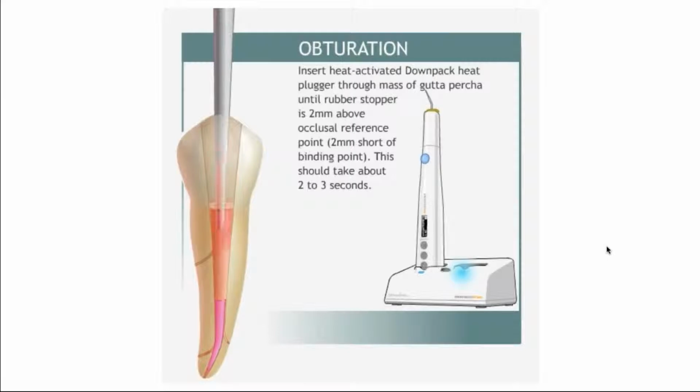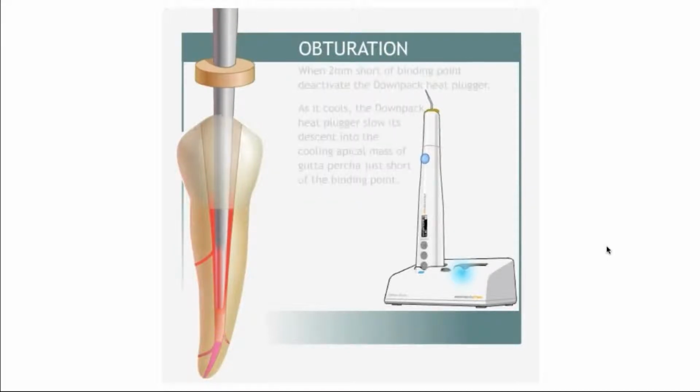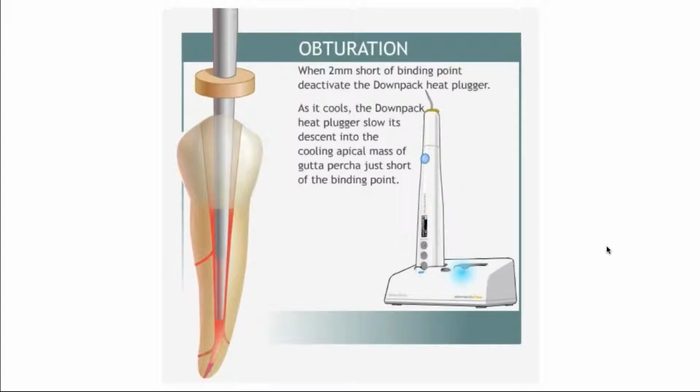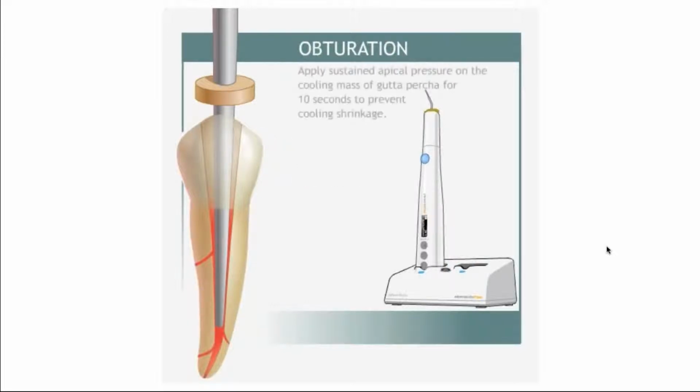And in one fluid, continuous motion, we take our heat-activated downpack plugger and we go through the mass of gutta percha until the rubber stopper is 2 millimeters short of the binding point or the occlusal reference point. We know the plugger will be 2 millimeters short of the binding point. And then we deactivate that downpack plugger and apply sustained apical pressure on that cooling mass of gutta percha for 10 seconds to prevent cooling shrinkage.